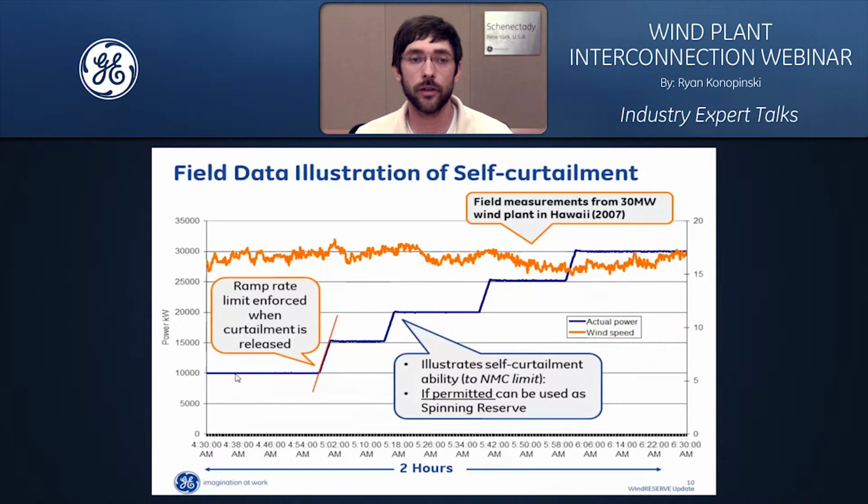What we've got here is a blue trace that represents the megawatt output of the facility, with the axis on the left-hand side, and this orange trace, which is wind speed measurements over this 2-hour window. Those measurements are in meters per second on the right-hand side. What these measurements illustrate is that the wind speed has the production capability for the facility to produce up to rated output, so basically 30 megawatts of output.